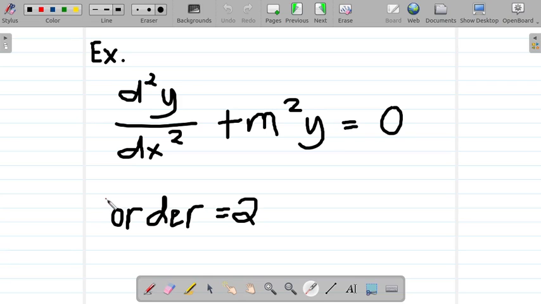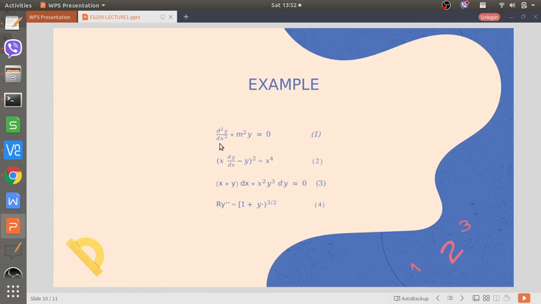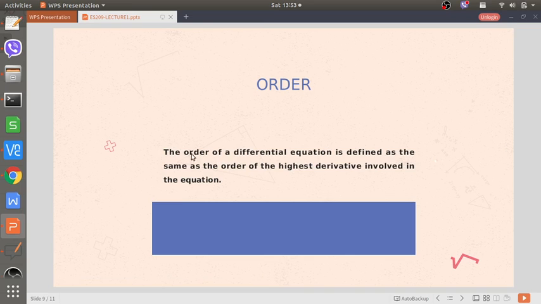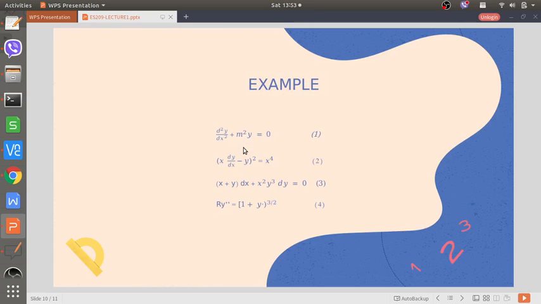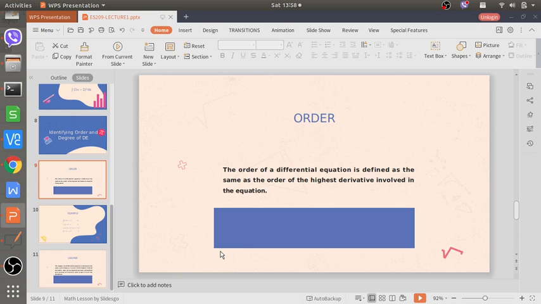For example, the second derivative of y over dx squared plus m squared y is equal to 0. Based on the definition, the order of a differential equation is defined as the same as the order of the highest derivative. So, the highest derivative here is the second derivative. Its order is second, it is derived twice. So that is the highest order. So, order is equal to 2, or second order. To repeat, the order of a differential equation is defined as the same as the order of the highest derivative involved in the equation.